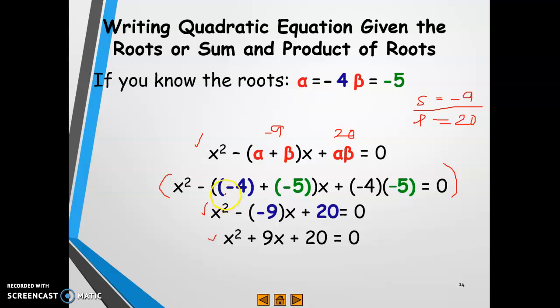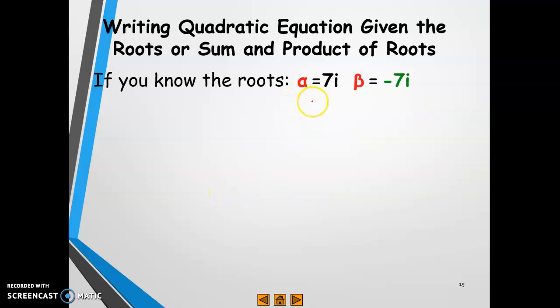So yes, let's have another example. We have 7i and -7i as roots. Let's get the sum first. The sum is 0, right?